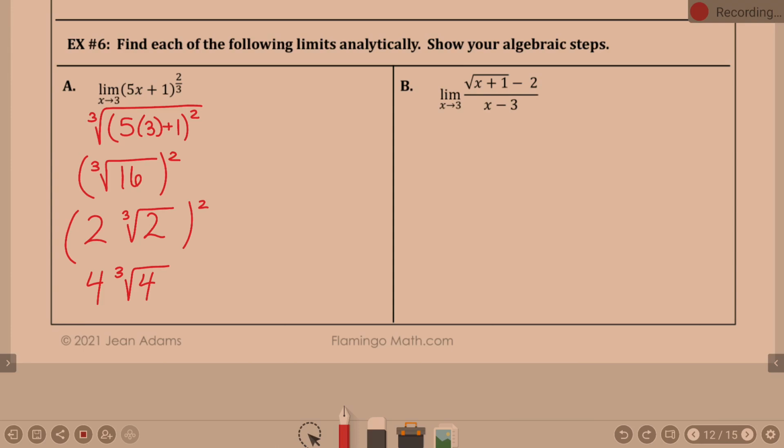Okay. B, I don't know if I'll work all the way through it or not, but you're going to run into a problem if you plug in. You're going to get a 0 over 0. What's the backup plan, based on what we've learned today? Well, I would explain it. And what is it that you would be multiplying by? Square root of x plus 1 plus 2. And you'll be practicing this in homework, hopefully. So, according to my answer key, the final answer is 1/4.